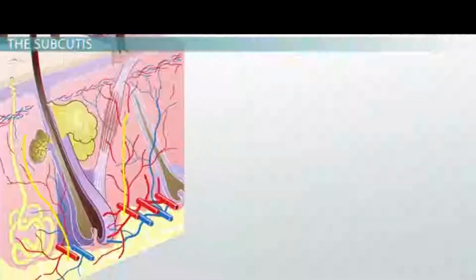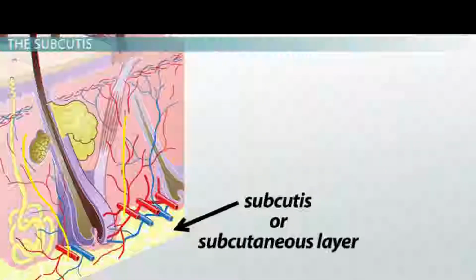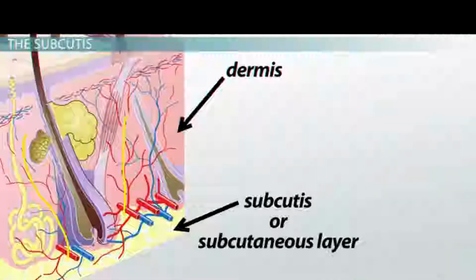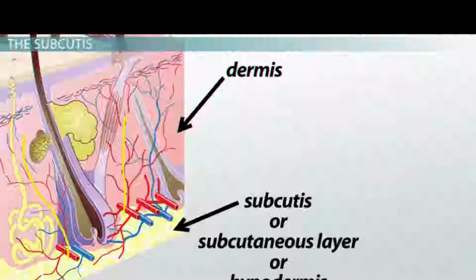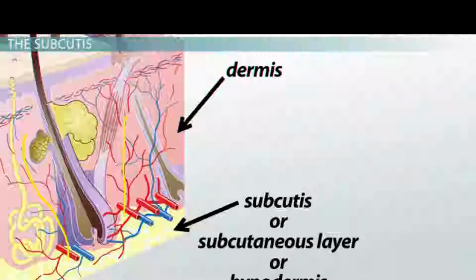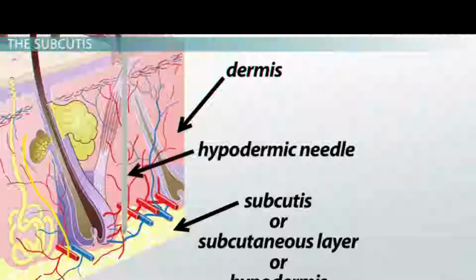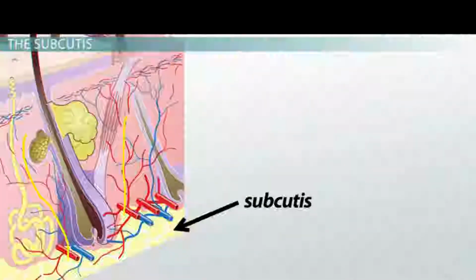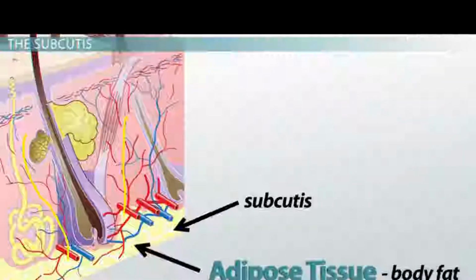The deepest layer of skin is the subcutis or subcutaneous layer. It is located right below the dermis. It is also sometimes called the hypodermis. Note that the words subcutaneous or hypodermis translate as under the skin. So, when you get a subcutaneous injection with a hypodermic needle, the needle goes below the epidermis and dermis and into this level. In addition to blood vessels and nerves, the subcutis layer of the skin is made up of adipose tissue, also known as body fat, and other types of connective tissue as well.